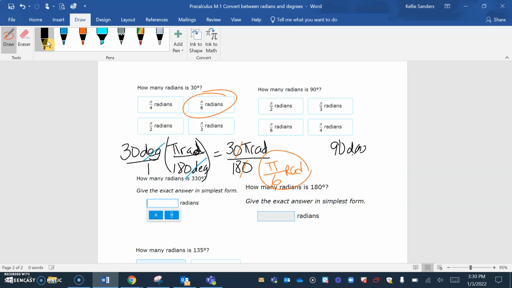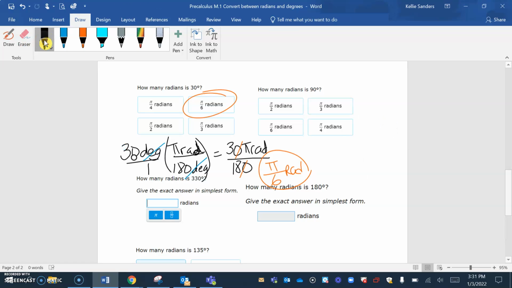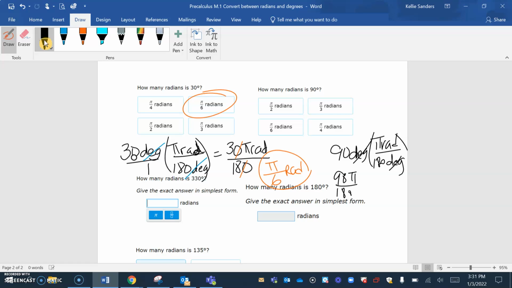90 degrees times pi radians over 180 degrees. The degrees will cancel out, and I'm left with 90 pi over 180, and 90 over 180 is 1 over 2, or pi over 2 radians.